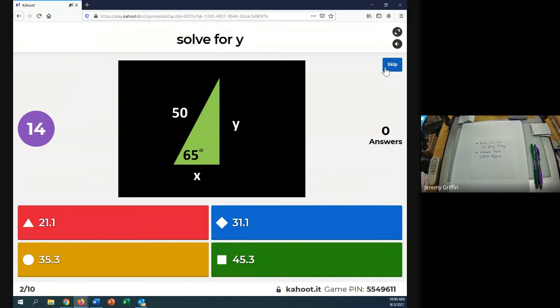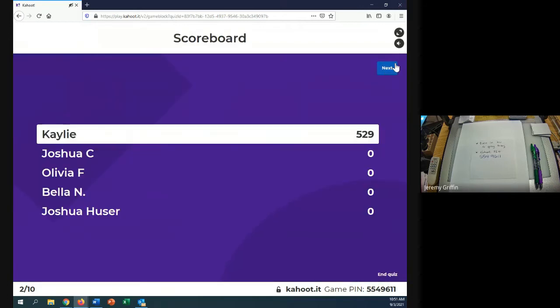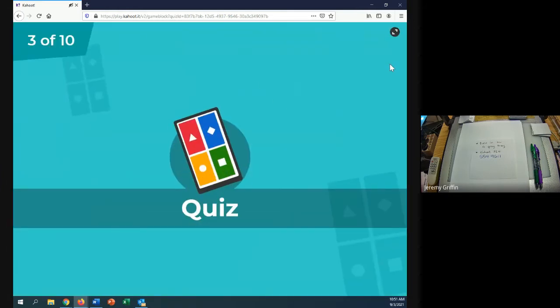Solve for y. Did you guys do 50 times sine of 65 degrees? So what you guys just did? 50 times sine of 65 degrees? Yeah, okay, you guys get this now. Oh, yeah. Look at all those points. Kaylee, Joshua, Olivia, Bella, Joshua on the board.